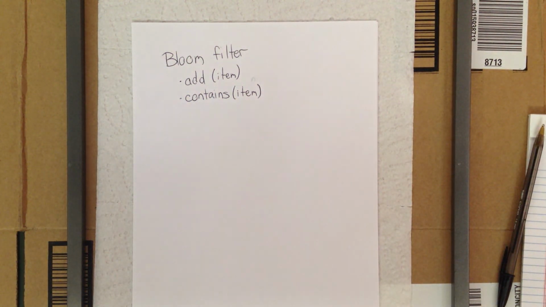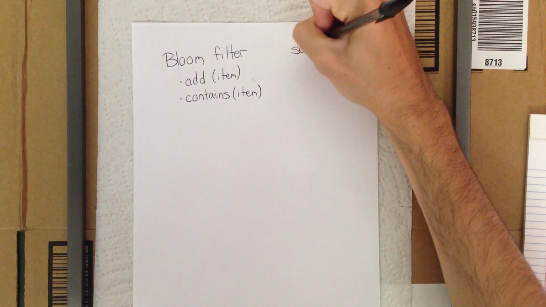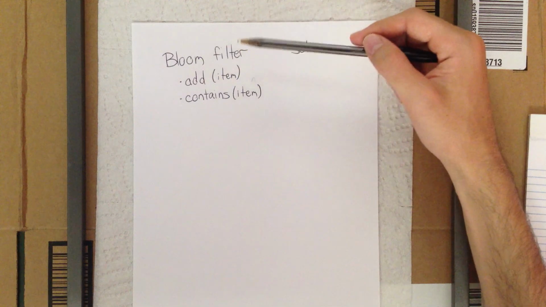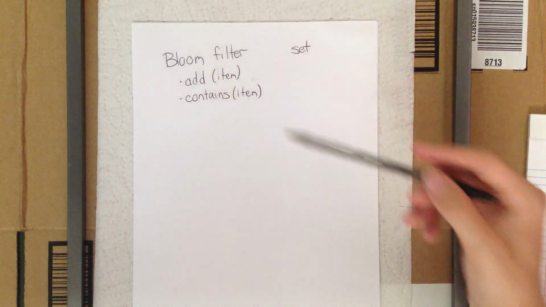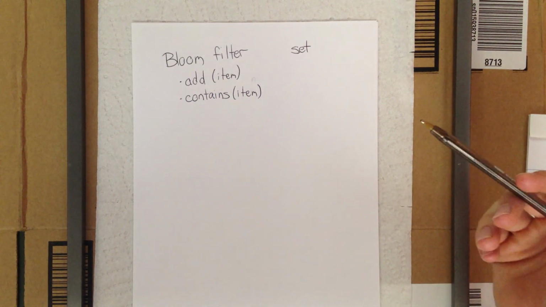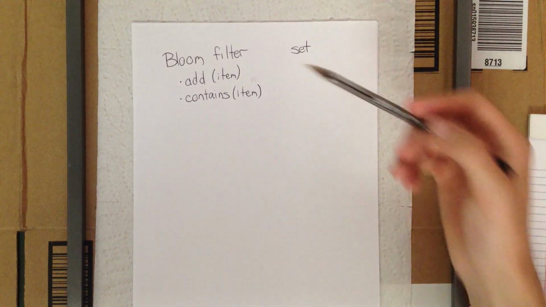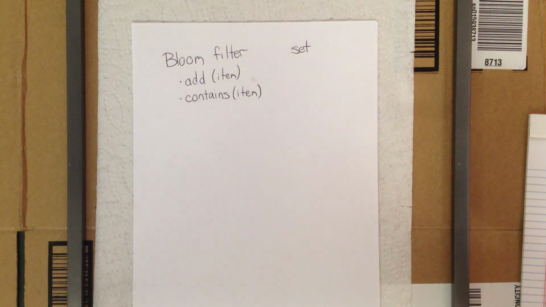A Bloom filter is a probabilistic data structure that acts like a set, which means it supports two operations. You can add an item to a Bloom filter, and you can check, does a Bloom filter contain an item? You cannot remove items from a Bloom filter, and we'll talk about why in a moment. So when I say the Bloom filter is a probabilistic data structure, that's because the contains operation does not always give you the correct answer.